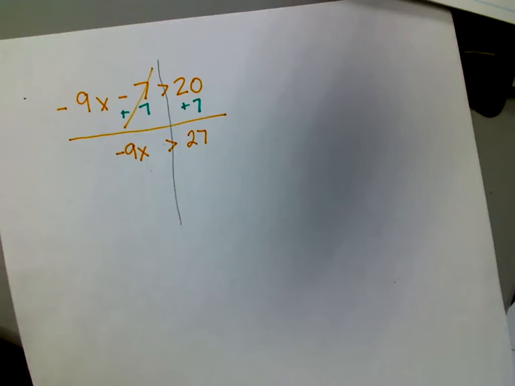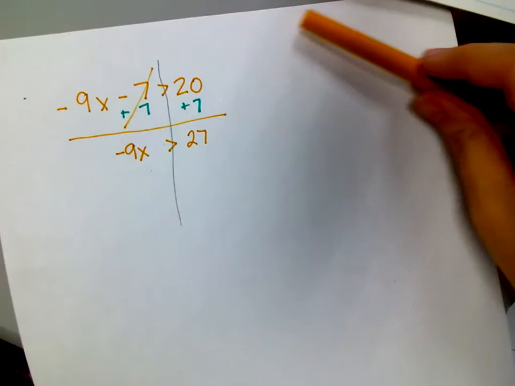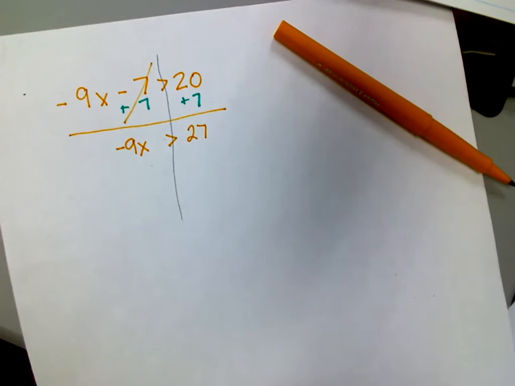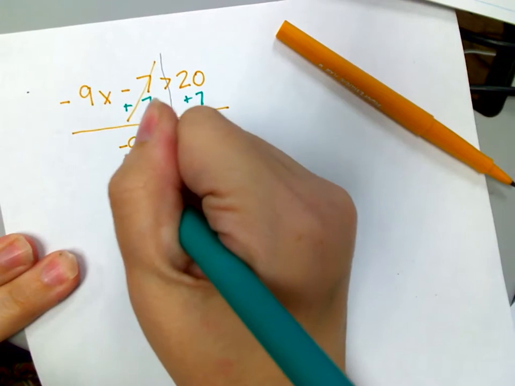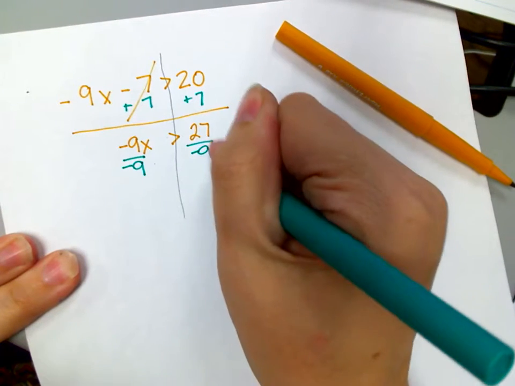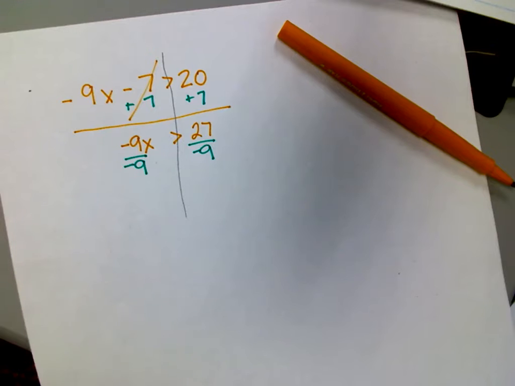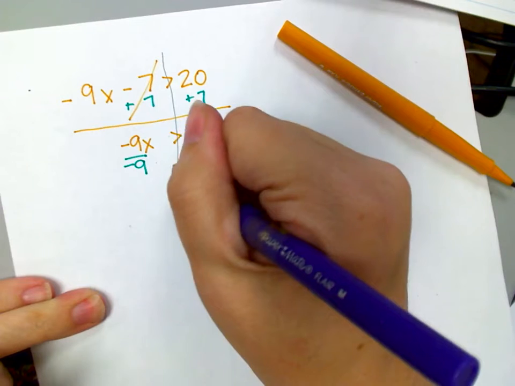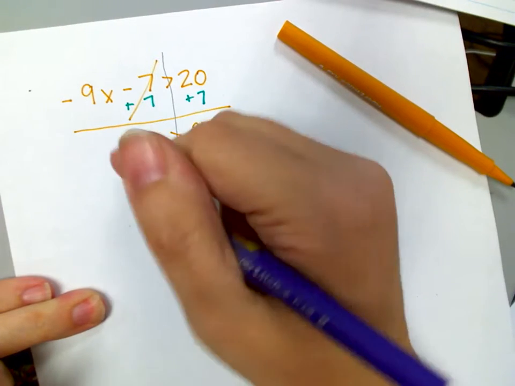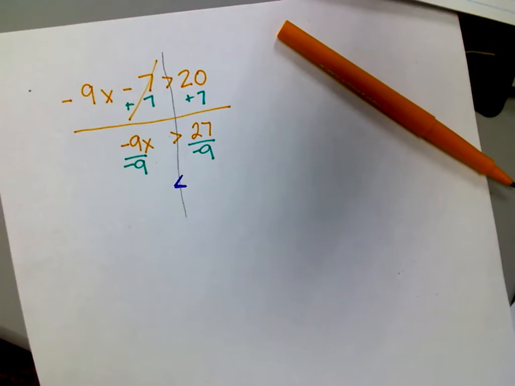So that's saying negative 9 times x. Well, how do I get rid of it? If I'm multiplying by the x, I need to divide. So I'm going to divide by negative 9, both sides. Now, here's the important thing. I just divided by a negative. If I multiply or divide by a negative, what happens to that inequality sign? It flips. I'm going to flip it because I multiplied or divided by a negative.